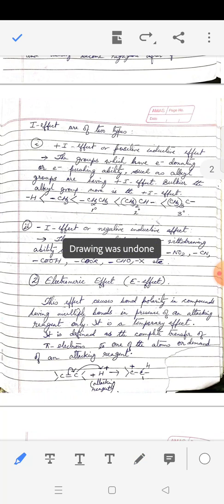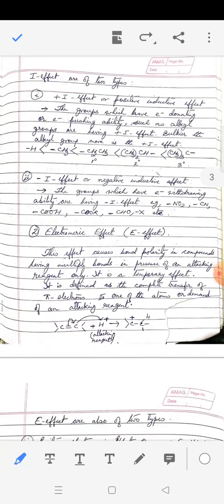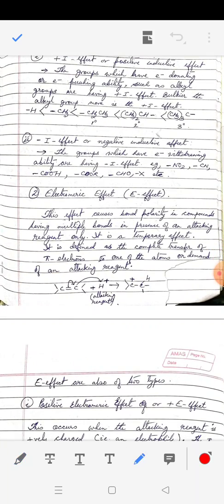Then what is a negative inductive effect? Negative inductive effect is for groups which have the ability to pull electrons towards themselves. They get a partial negative charge. These groups are known to have minus I effect. In sequence, NO2 has the maximum minus I effect, followed by cyanide, then carboxylic acid, ester, aldehyde and halogens. Here we have taken the example of halogen. These are the groups which have an electron pulling effect, so we call them groups with minus I effect.